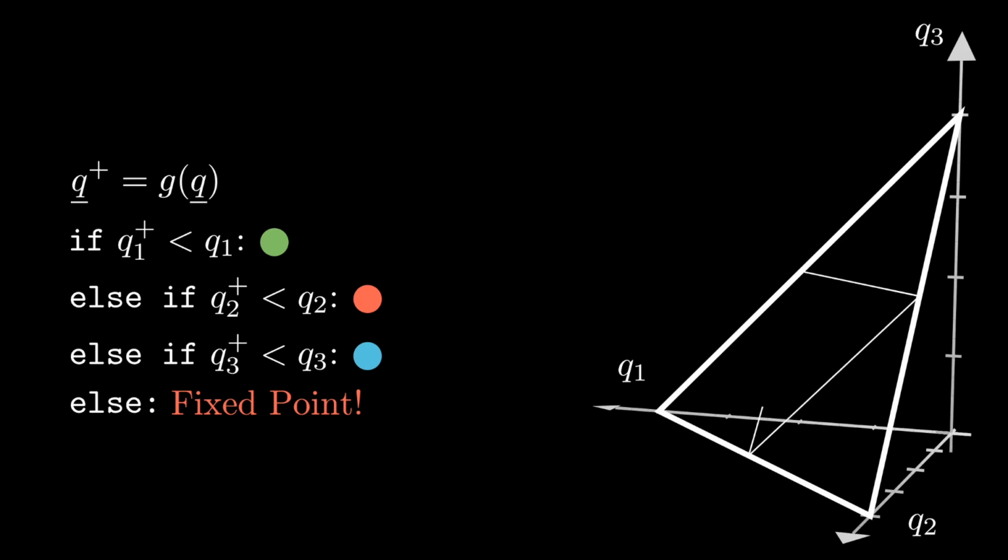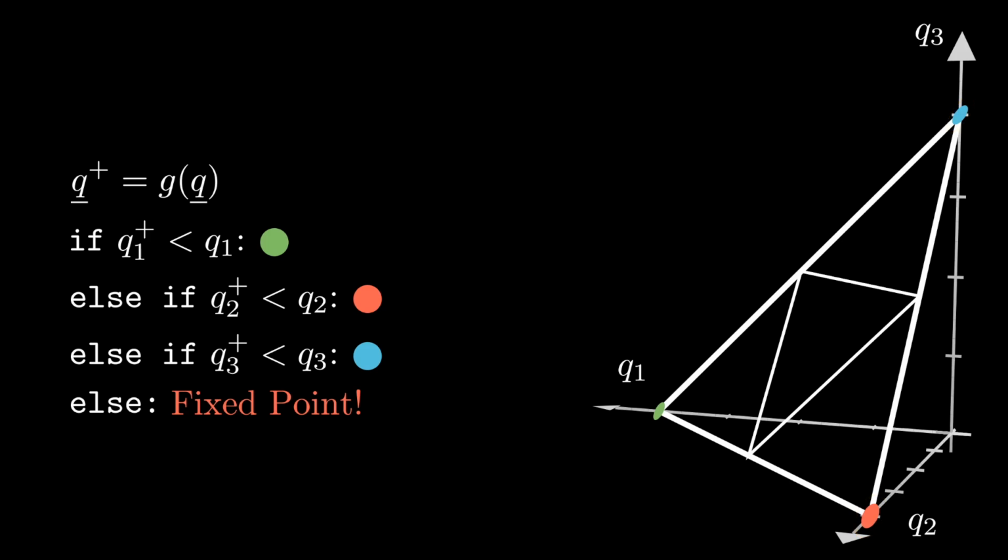Let's now start colouring in points on a triangulation of our big triangle, starting with the bottom left corner. Since this input point has q2 value equal to 0 and q3 value equal to 0, and our function g maps points on the big triangle back onto the big triangle, our only options are either that the q1 coordinate decreases, in which case we would colour it in green, or we found a fixed point. Assuming that we haven't been outrageously lucky, let's colour it in green. We can similarly colour in the other two corners blue and red.